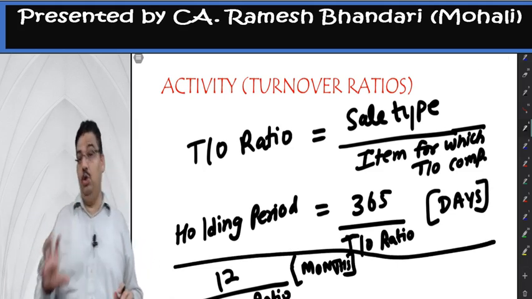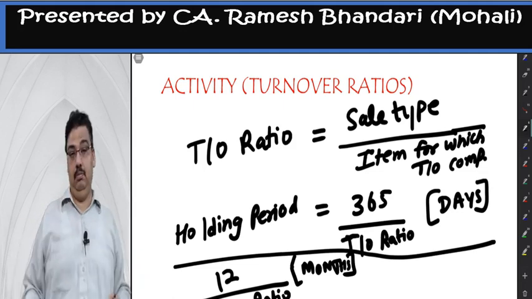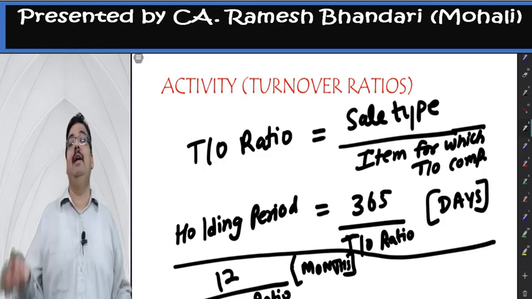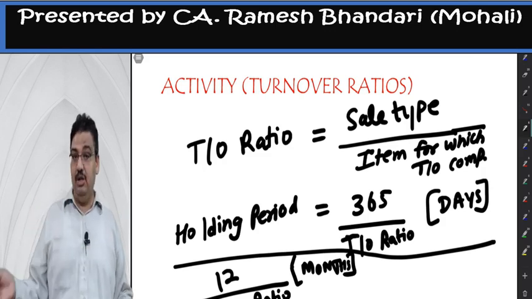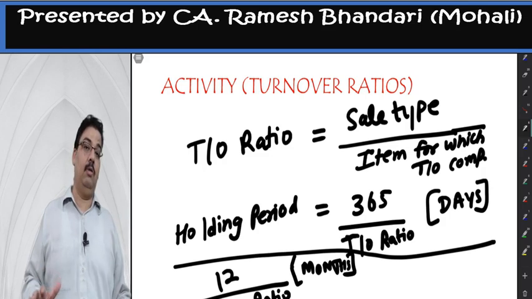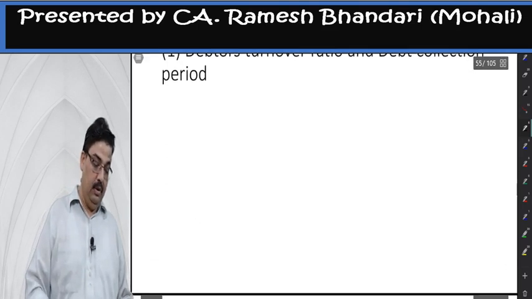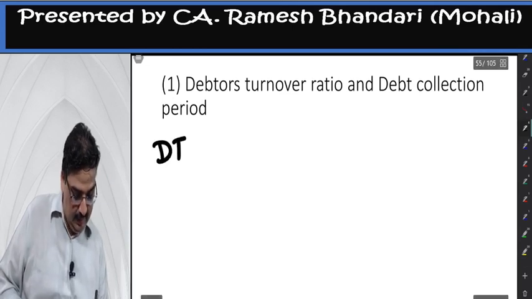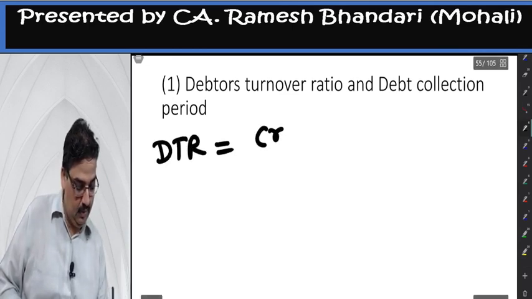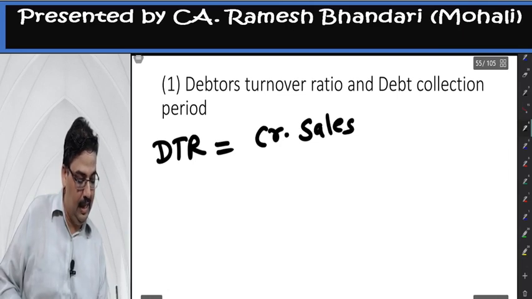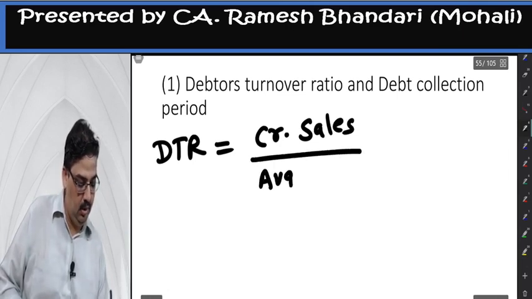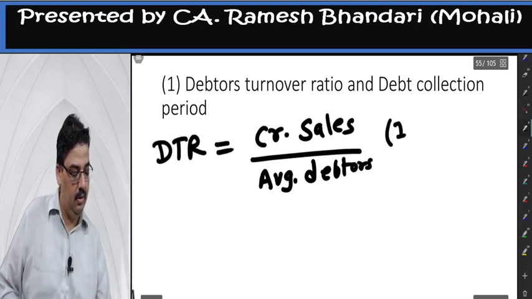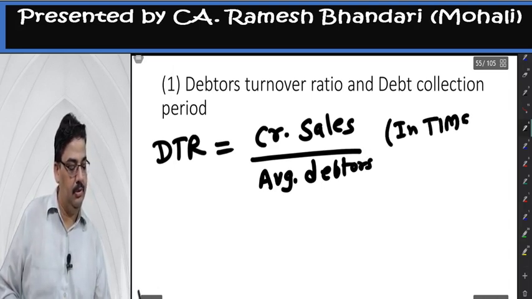The turnover ratio numerator is some activity level: sale, cost of goods sold, purchase, something like that. And the denominator is the average of the item for which you are computing turnover. Let's go specific. Debtors turnover ratio, DTR, is credit sales divided by average debtors. This is what you will get in times.